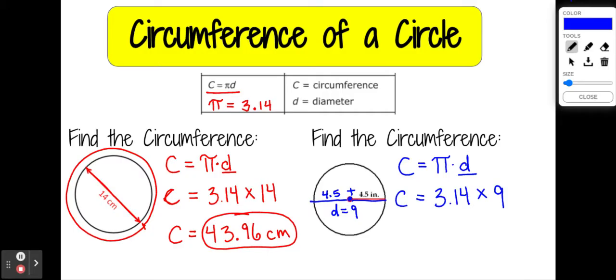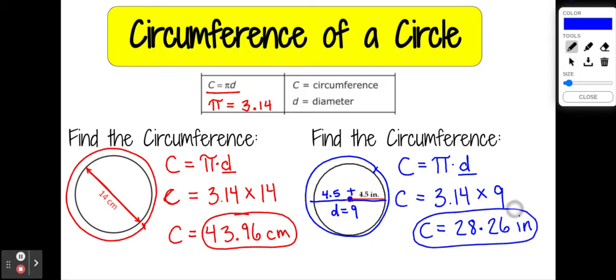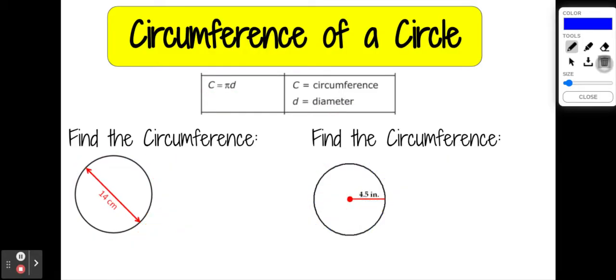Now I can use the calculator, 3.14 times 9, and I get the circumference as 28.26. And remember that circumference is just the distance around, and we measure distance just with the unit here, inches. So circumference here is 28.26 inches on the second circle. So that's how you use the formula for circumference. The thing that you really have to watch for is, are they giving you the diameter or are they giving you the radius? Because for this formula, you need to know the diameter. So if you're given the radius, you just have to double it. Okay, let's look at another example with circumference.